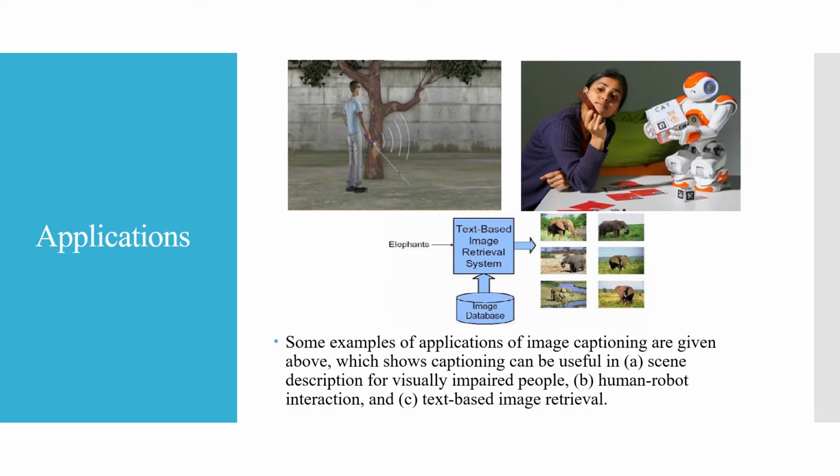And here are some examples and applications of image captioning. In figure 1, we can see it would be helpful for visually impaired people, and it is also useful for human robot interactions. And the last one, it is used for text based image retrieval.